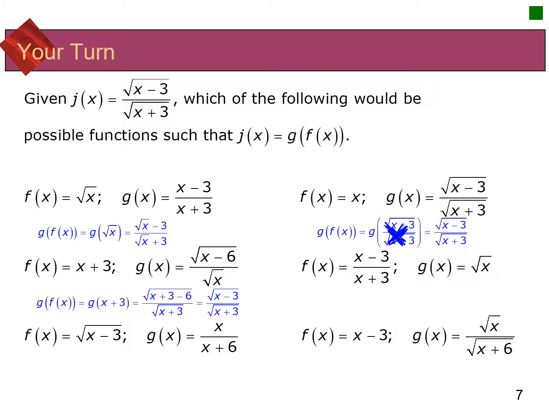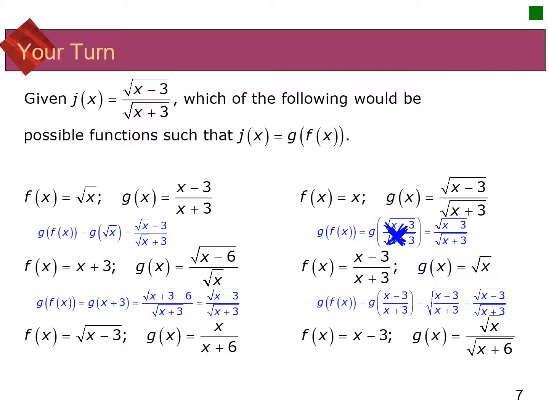For f of x equaling x minus 3 over x plus 3, and g of x equaling the square root of x, in this case I am replacing f of x again with x minus 3 over x plus 3, which gives me the square root of x minus 3 over x plus 3 all underneath the same radical. But if I square root a fraction, it's like me square rooting the top and bottom separately. So I can separate that into two different radical expressions, one in the numerator, one in the denominator, because those are the same thing. So in this case, g of f of x is the same thing as j of x.